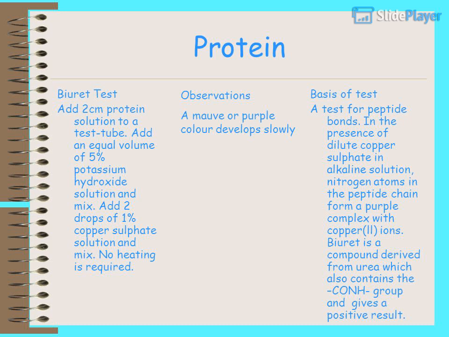Basis of test: a test for peptide bonds. In the presence of dilute copper sulfate in alkaline solution, nitrogen atoms in the peptide chain form a purple complex with copper(II). Biuret is a compound derived from urea which also contains the CONH group and gives a positive result.